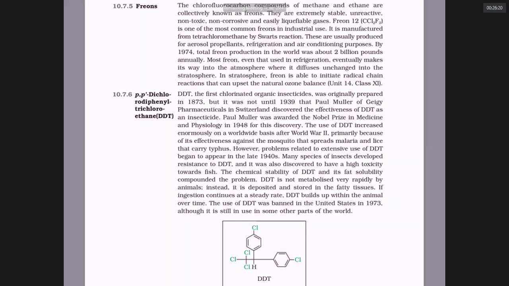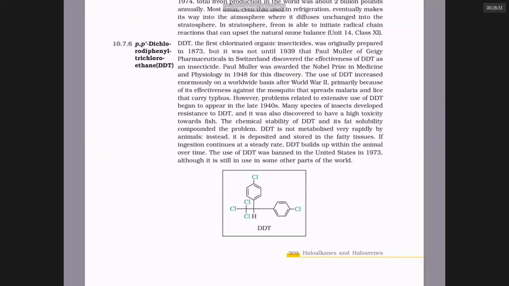Once upon a time, it was widely used to check the growth of flies and mosquitoes. But nowadays, it is not in use because of the pollution problem it creates. You can prepare this by taking a compound chloral. What is chloral? CCl3CHO, chloral. When chloral reacts with chlorobenzene, you get DDT. Should I show you that reaction?